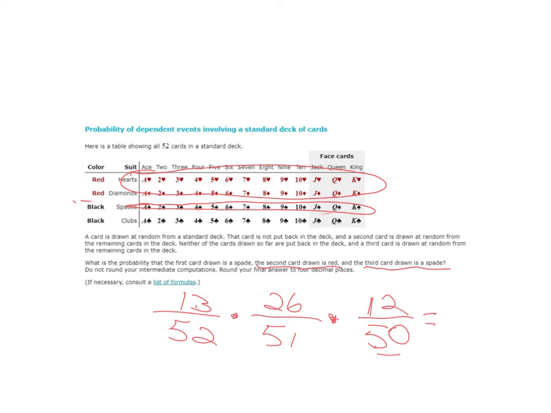So I would type that in. And when I'm typing this in, I'm just saying 13 divided by 52 times 26 divided by 51 times 12 divided by 50. I'm not putting any parentheses or anything in there. I'm coming up with 0.0306. Okay? It would be the probability that those three things would happen. All right, last problem.